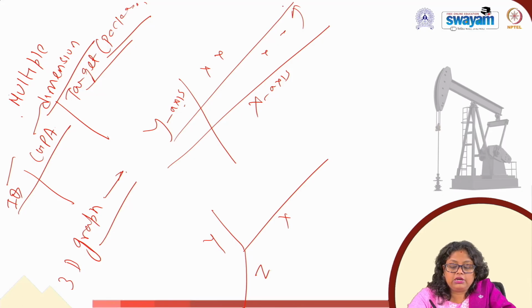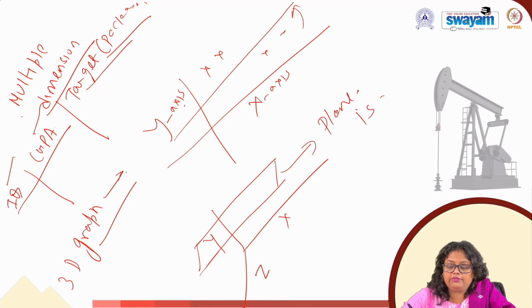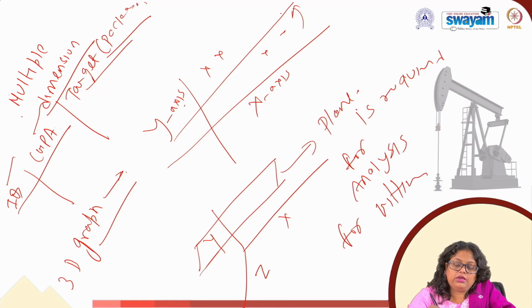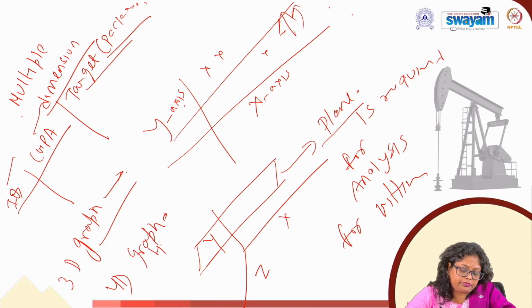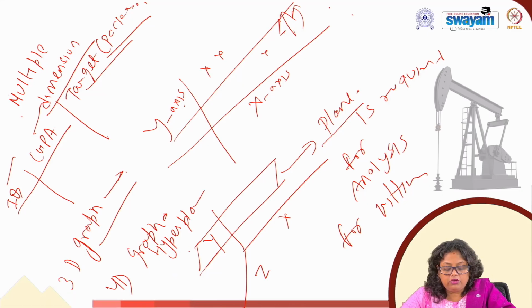Here the straight line is not going to help us. What we need is a plane. The plane is required for analysis or for fitting. In 2D we are looking for the straight line which gives us the best fit line. In case of 3D, we are going for the plane. If you have a 4D graph, then we will have the hyperplane. So for 3D, the plane is what we require.